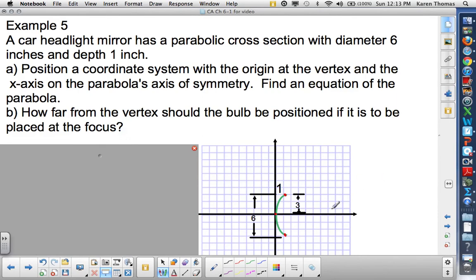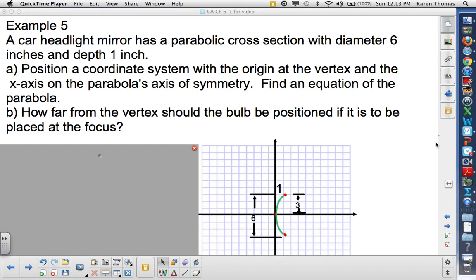Here are our word problems. Here's our first one. We have a car headlight mirror with a parabolic cross-section with diameter 6 inches and a depth of 1 inch. It tells us to position a coordinate system. That means an XY graph like this, a coordinate plane. We take the origin of this parabolic cross-section and put it at our vertex, with the x-axis being on our axis of symmetry.